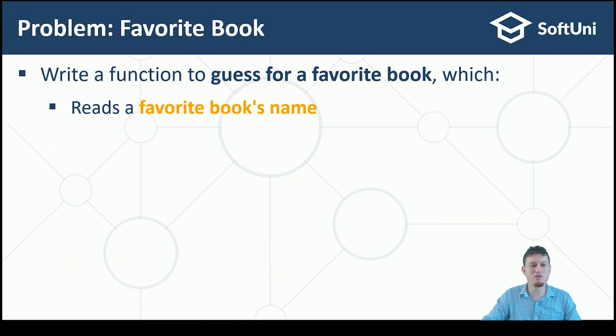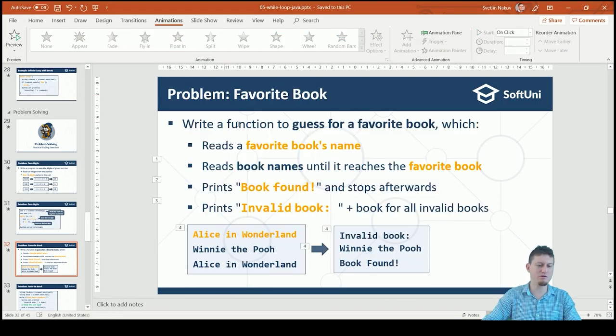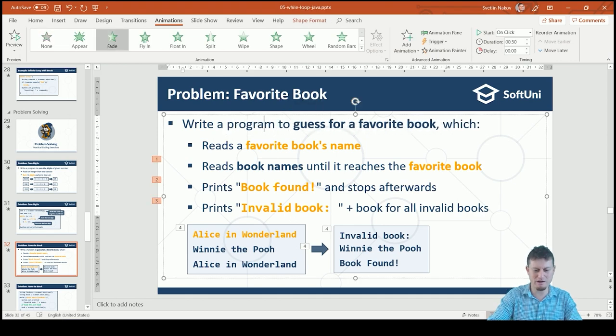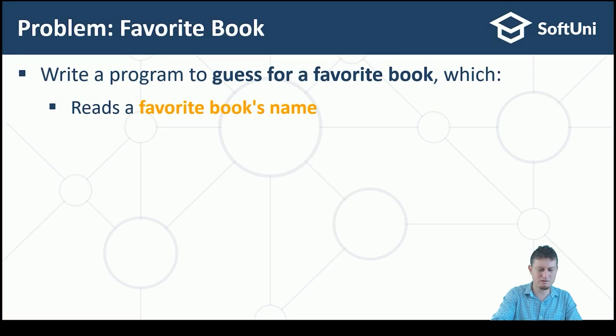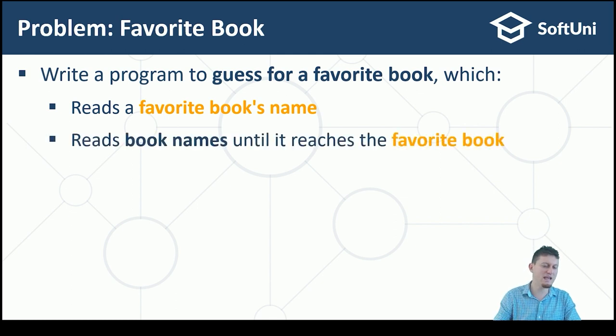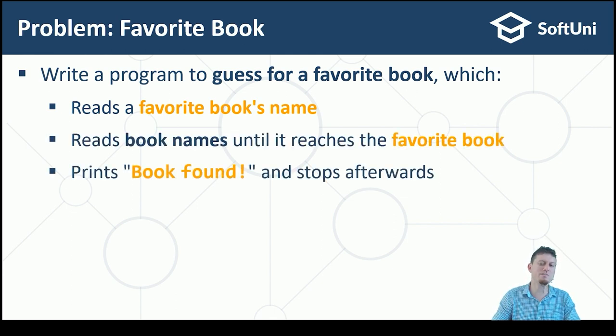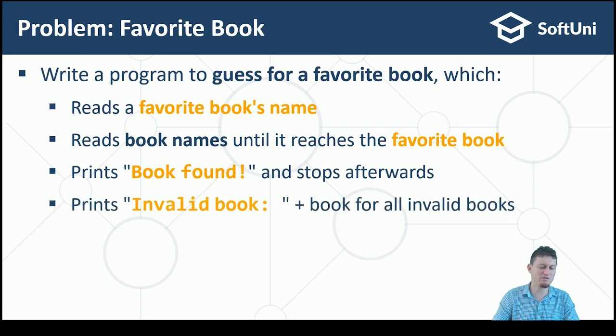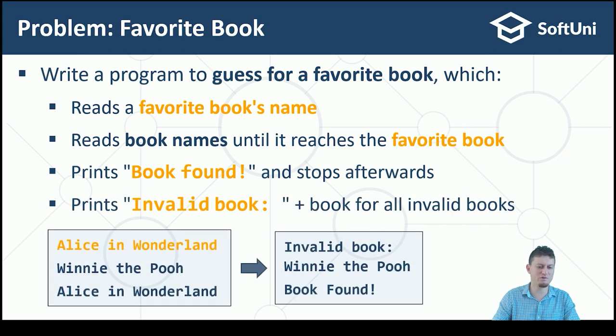Okay, so the next problem is called favorite book. It's about writing a program to guess a favorite book. It reads a book's name and then many books are entered one after another. If we have a match with the favorite book, we say book found and stop. Otherwise, we say invalid book.